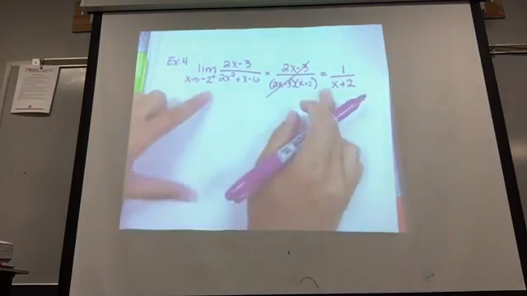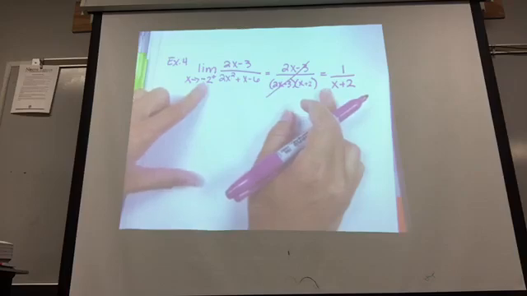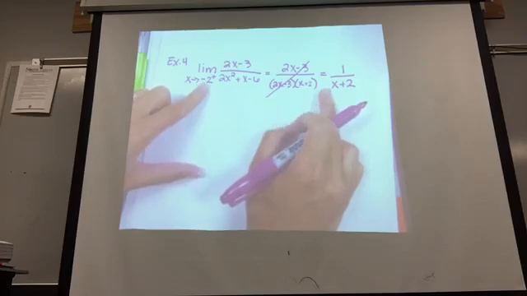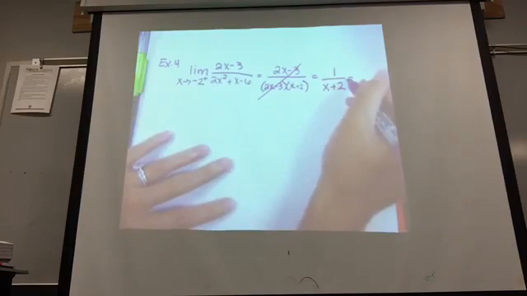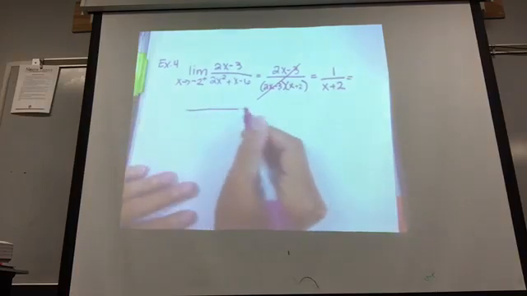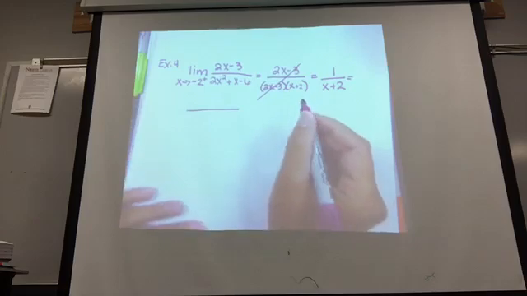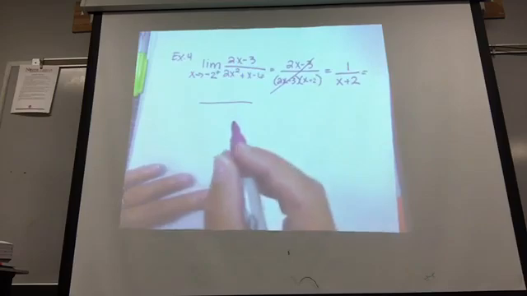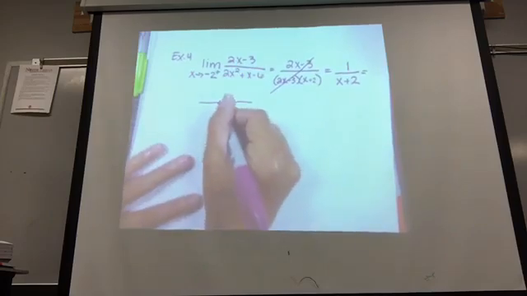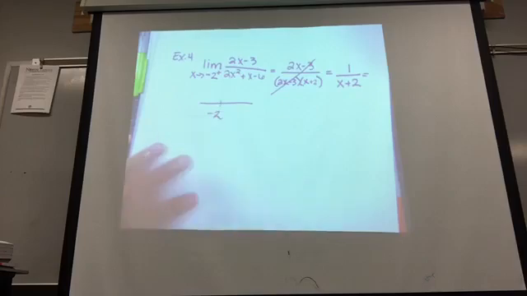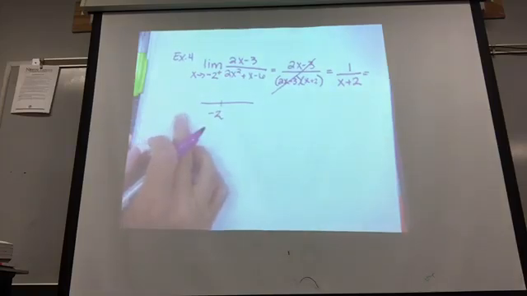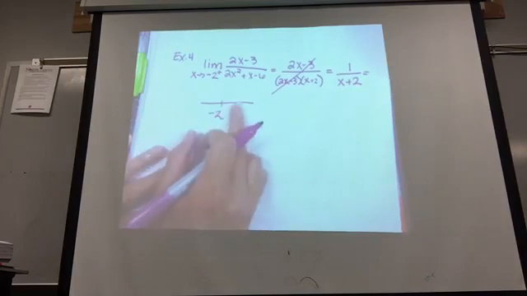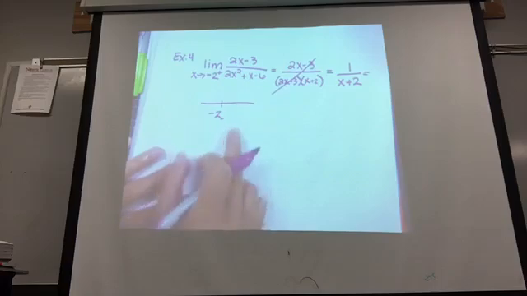Now I see negative 2 is a vertical asymptote. So when I go to evaluate this, I want to do my sign analysis to see is it going to positive infinity or negative infinity. And I'm going to put negative 2 on my sign chart. Plug in something from the left. Plug in something from the right. I'm going to choose the right first.